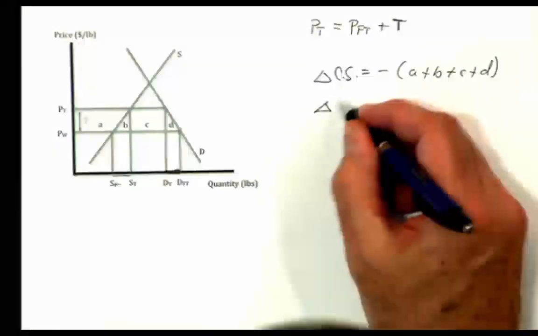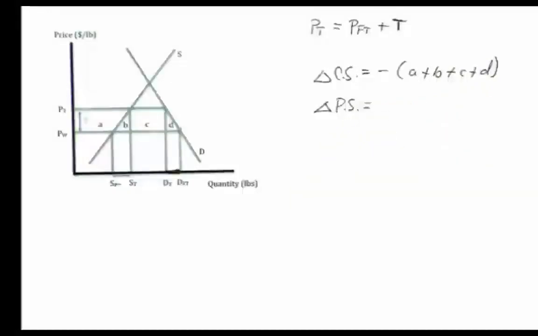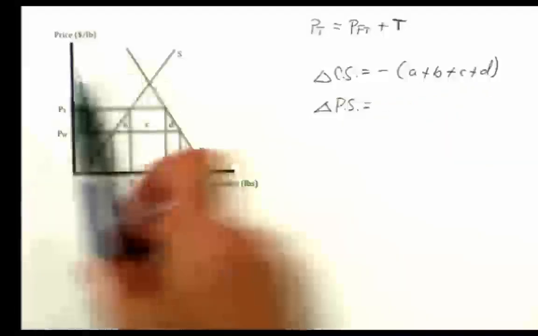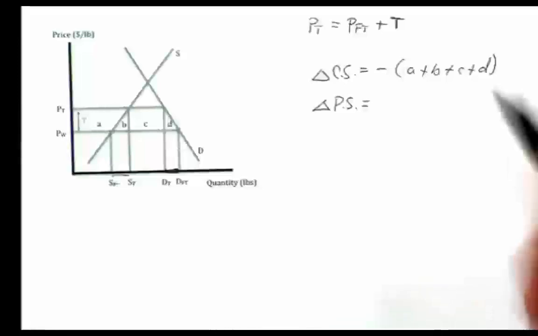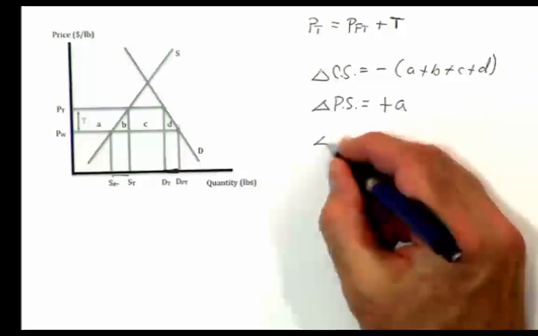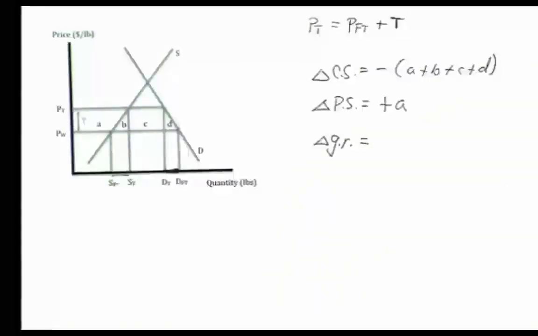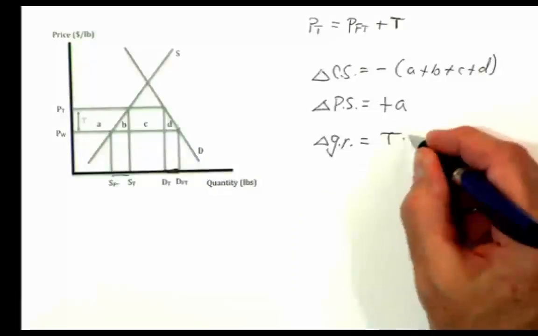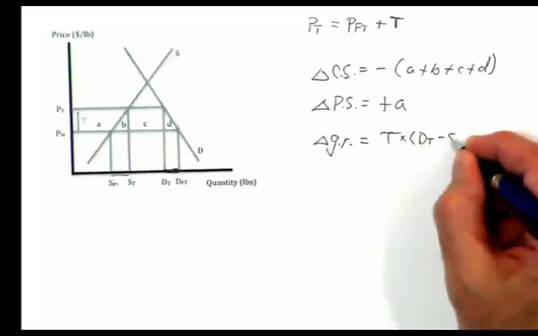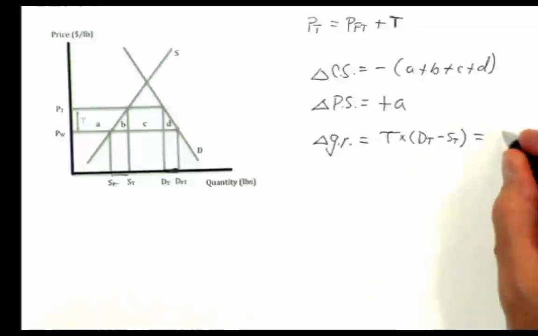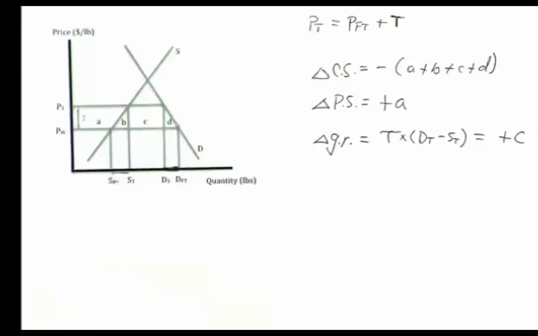Producer surplus is the area between the price before, the price after, and the supply curve. That's going to be area A, and it's a plus A. Producers gain more profit. They expand their production, they hire more workers, everything looks good in the industry that's being protected. And lastly, we calculate the change in government revenue. The revenue effect is going to be the tax T times the quantity of imports, which is going to be DT minus ST. And that, in turn, is going to be equal to area plus C on the graph. Got it there? Yes.